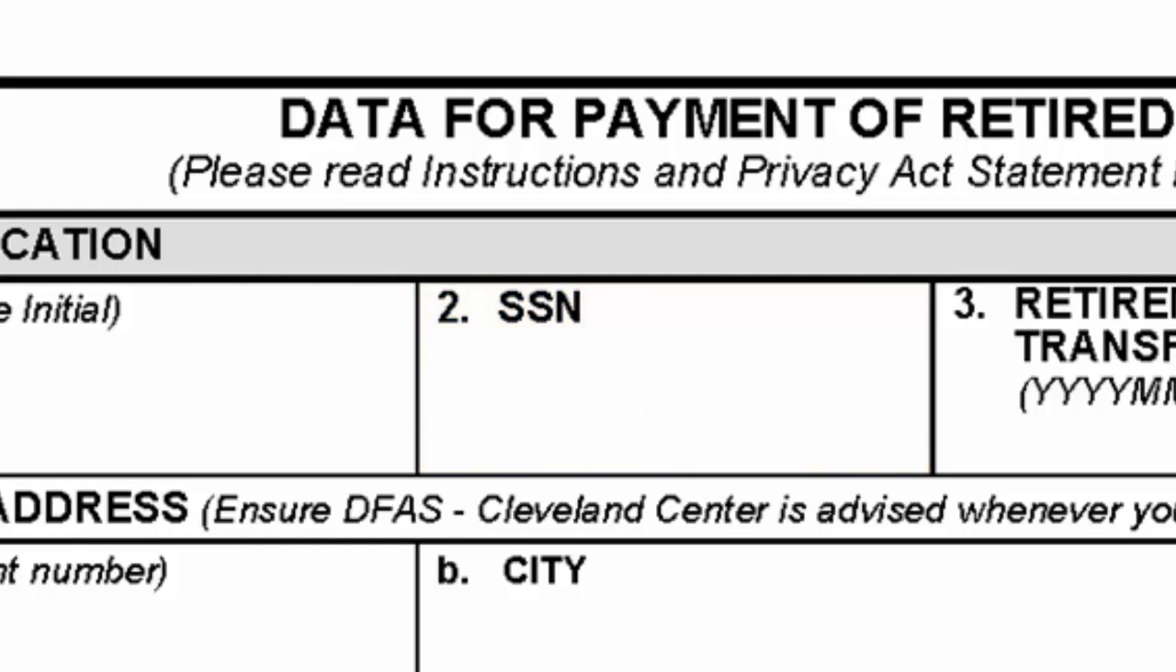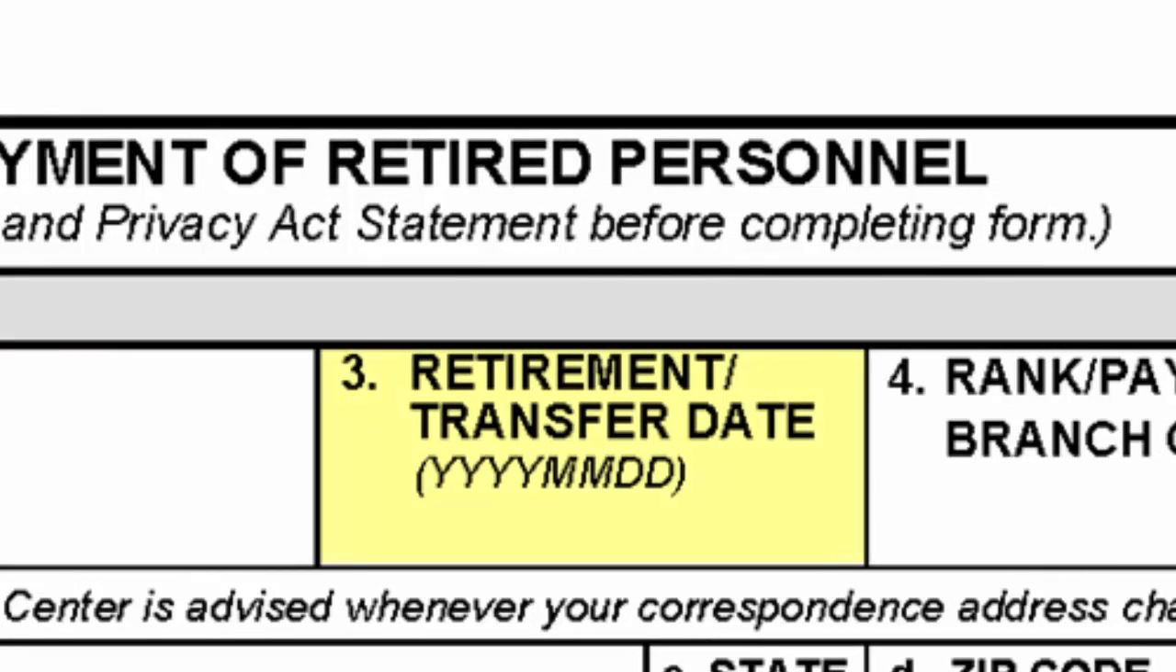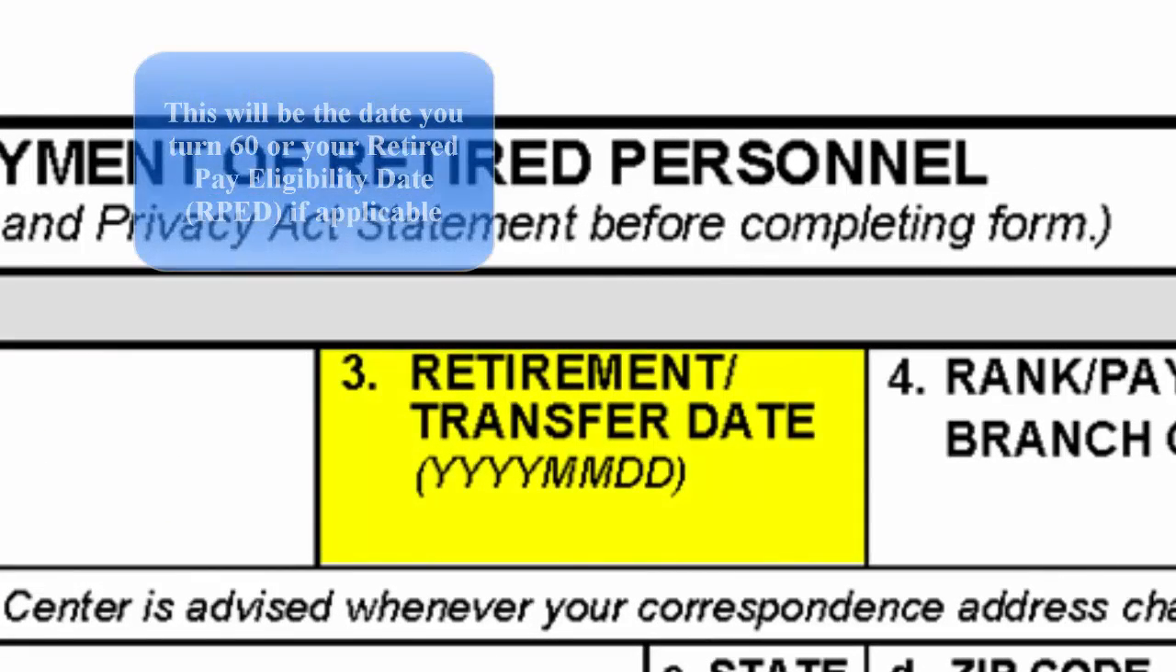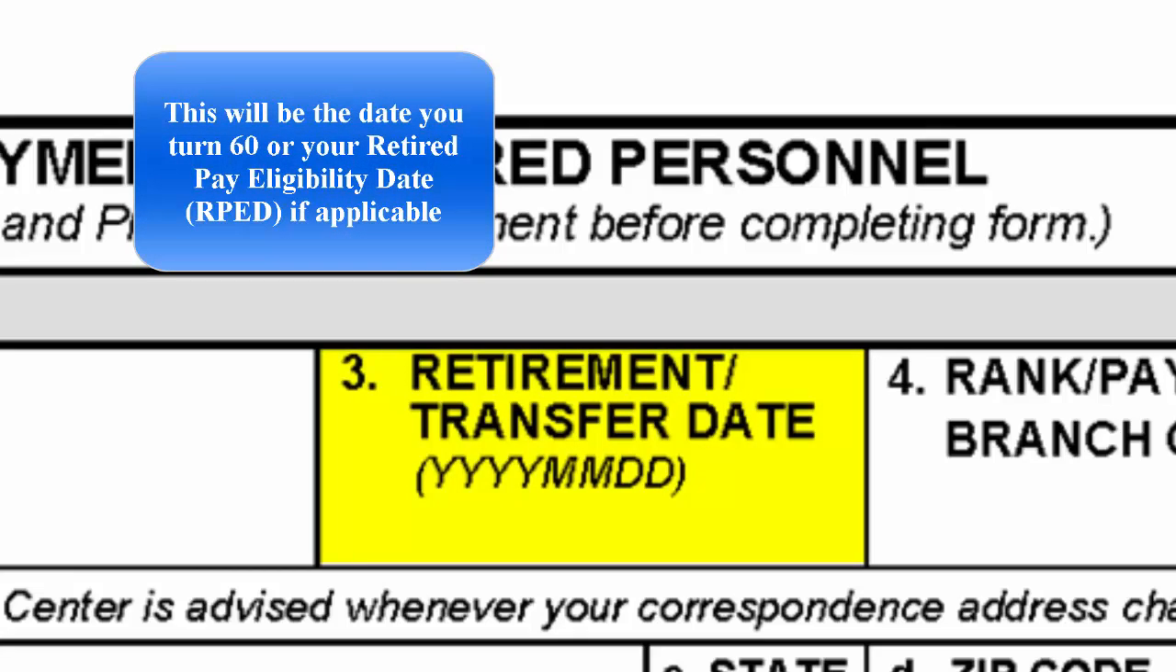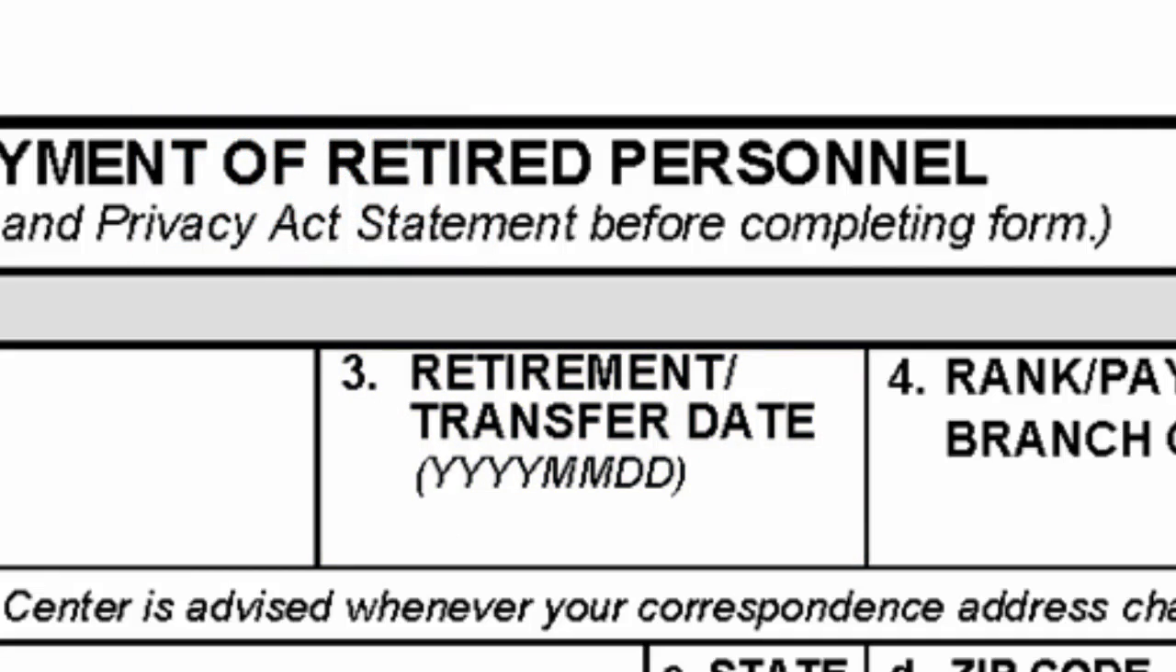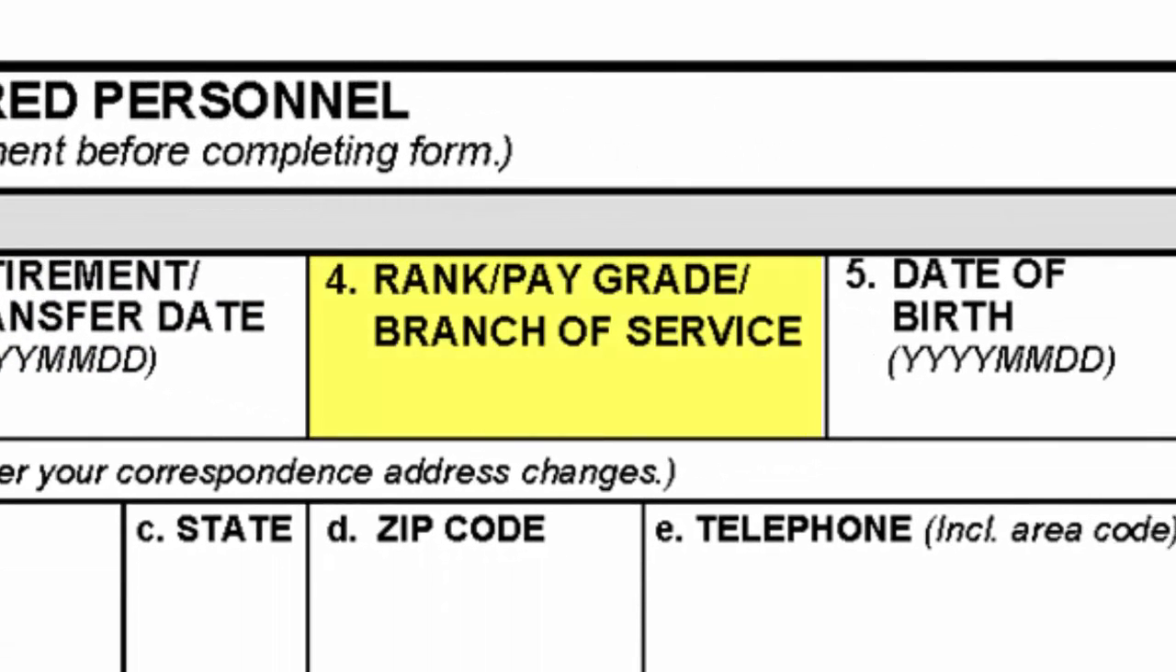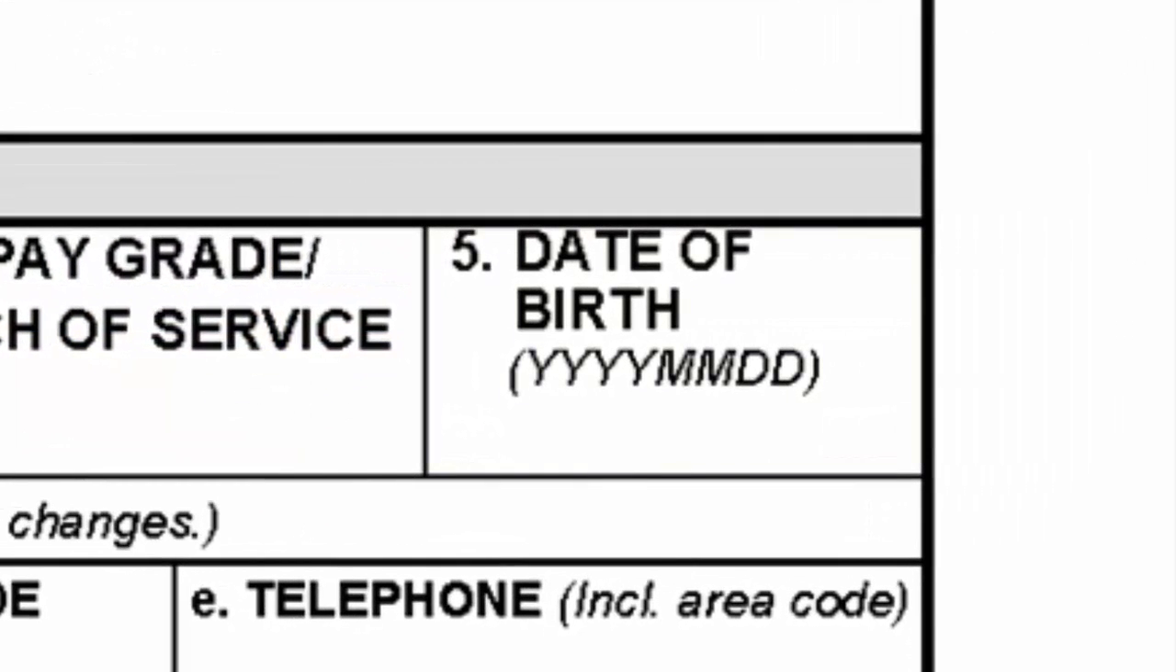The next block is Block 3, Retirement/Transfer Date. This will be the same date that you put on the DD Form 108, which will be the date you turn 60 or the RPED date, Retirement Pay Eligibility Date. In Block 4 to the right, you have Rank Pay Grade. This will be, for myself, Staff Sergeant, which is SSG/E6. The next space to the right is Date of Birth, and that is year, month, day format.